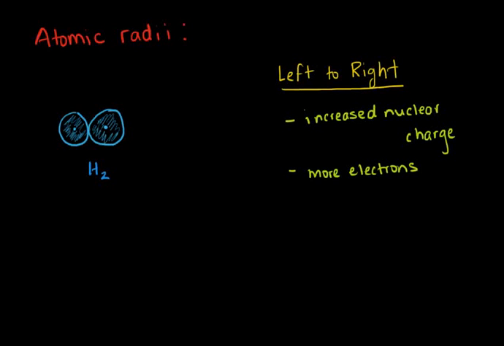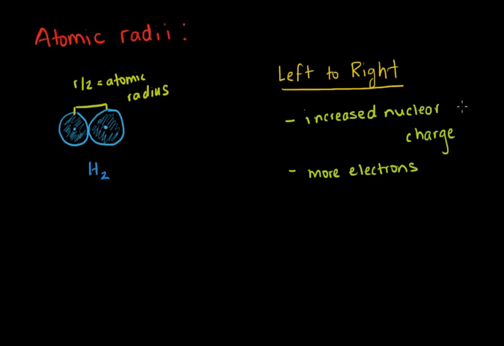But the way we define atomic radius is we take an atom bound to itself, say hydrogen gas in this case. We can measure the distance between the two nuclei, and we say that this distance, r, divided by 2, is equal roughly to the atomic radius, and that's close enough for our purposes.